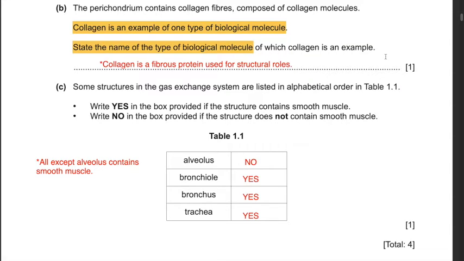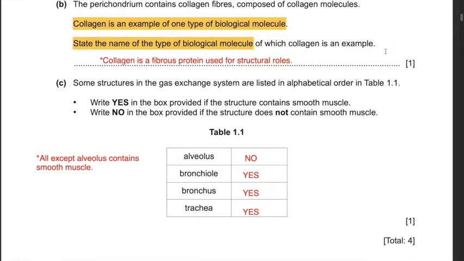Part C. Some structures in the gas exchange system are listed in alphabetical order in table 1.1. Write yes in the box provided if the structure contains smooth muscle. Write no in the box provided if the structure does not contain smooth muscle. Out of all these given structures, only alveolus doesn't contain any smooth muscle. All the others do. Therefore, for alveolus, you should put no. For bronchiole, bronchus and trachea, it will be yes.